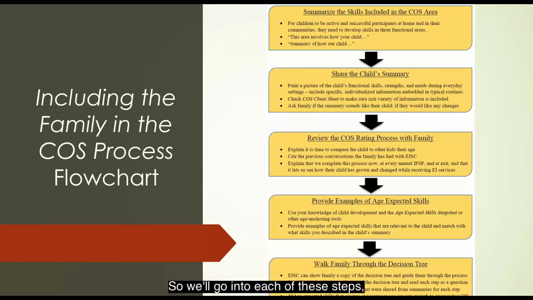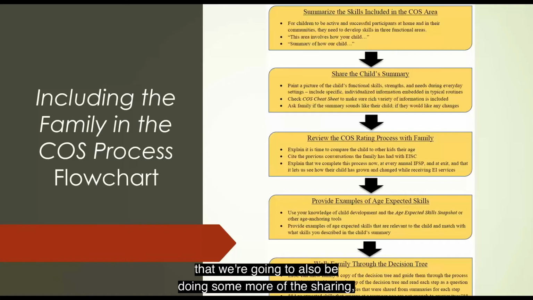So we'll go into each of these steps a little more in depth here, but it's this basic process that we'll walk through. Some people may be doing something similar, some people may not, and it's all kind of you figuring out what works best for your team, but we will see more consistency and more family involvement if we follow this flow chart. One thing to notice on the roles here, the service coordinator's role throughout this is to make sure the family understands why there are COS ratings, how they're used, each of these steps of this process, as well as help navigate the family through the decision tree.